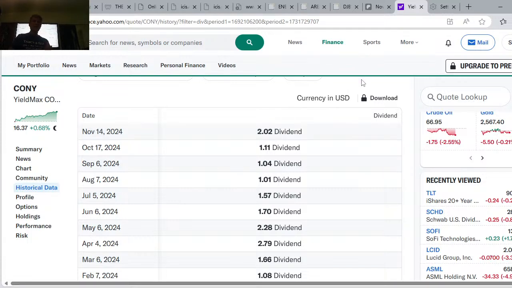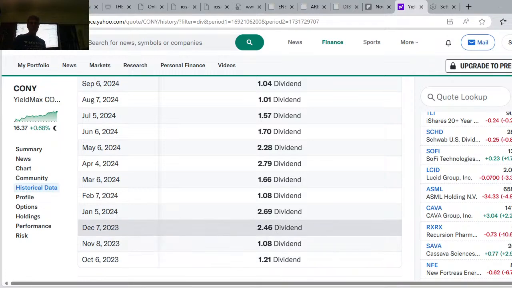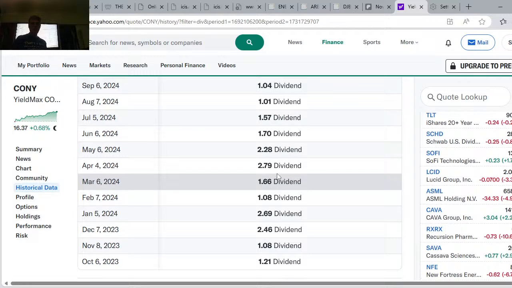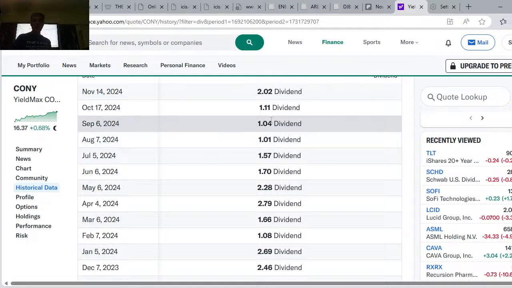Now, the reason why I say that, number one, it's a monthly, means you can't do it every single week. That's a no. But look at the dividends. 121, 108, 246, 269, 108, 166, 279, 228, 170, 157, 101, 104, 111, 202. No consistency whatsoever. Okay, and it's only a little over a year old.